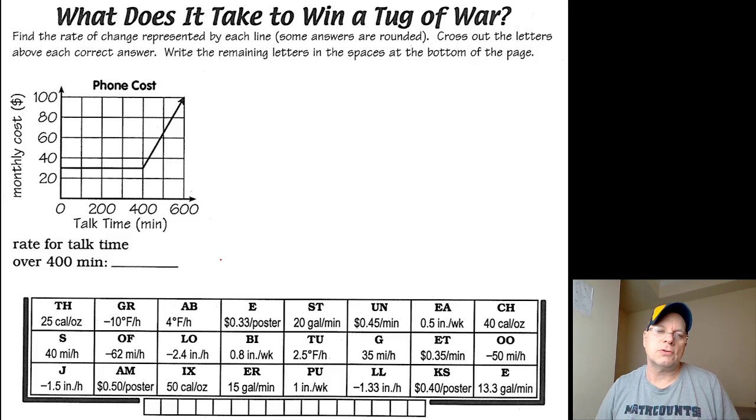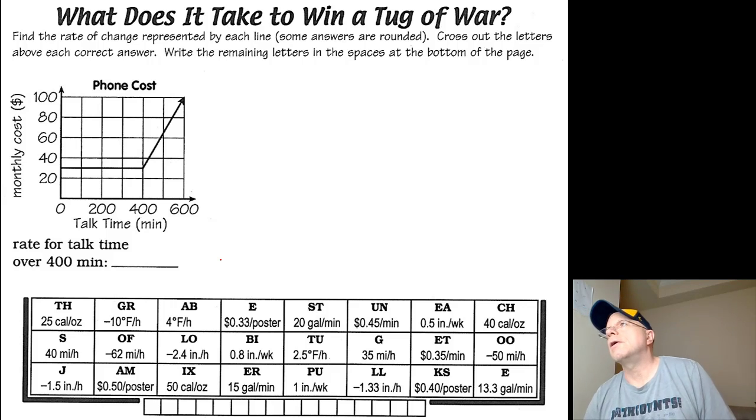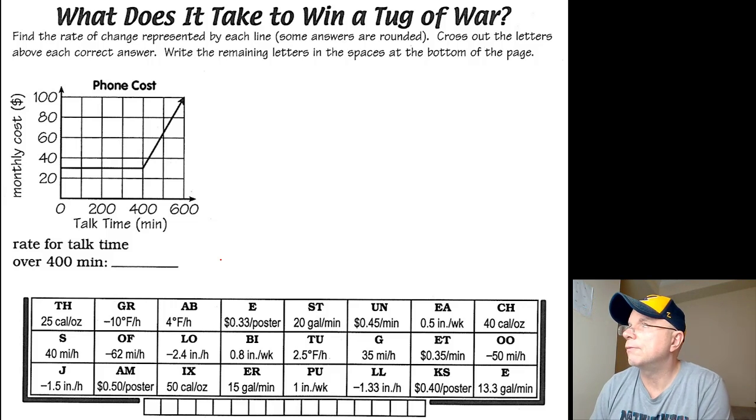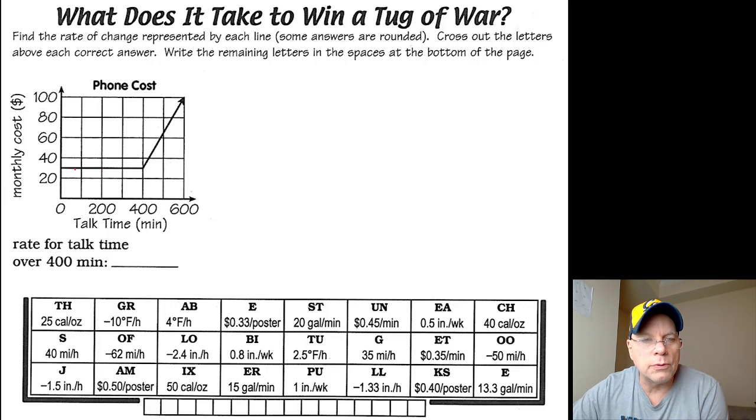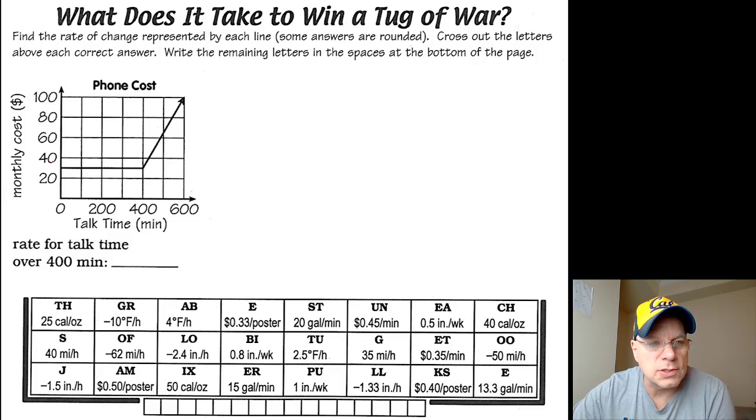Now this graph tells a very interesting story. I don't really know if this scenario is still applicable for phones, but I suspect with certain phone plans this is exactly how it still works. Often when you pay for a cell phone, you'll pay a fixed cost. In this case, it looks like $30 each month just for having the phone, even if you don't talk at all. You pay $30 a month.